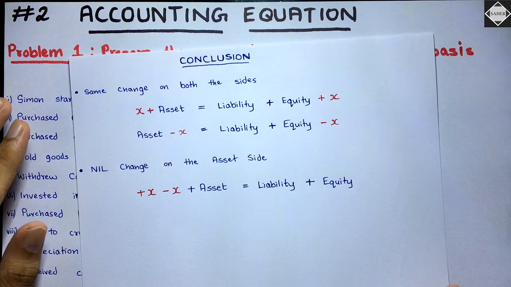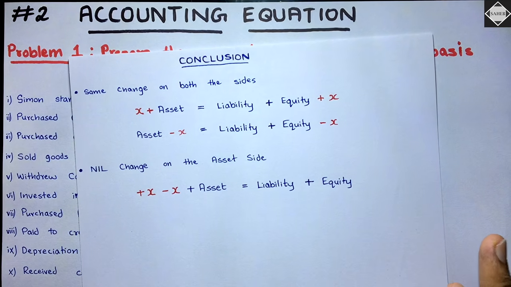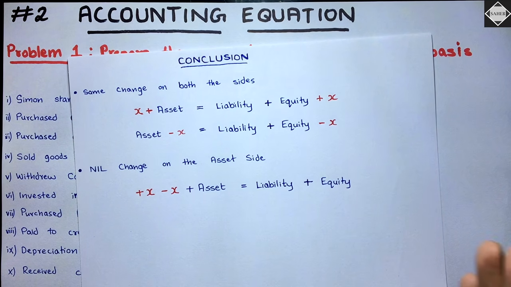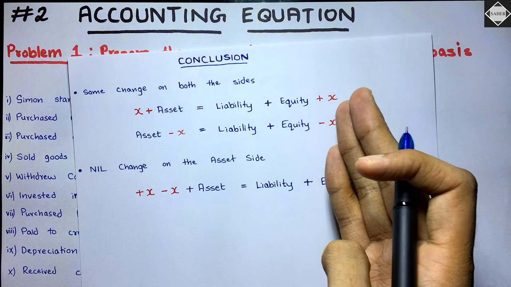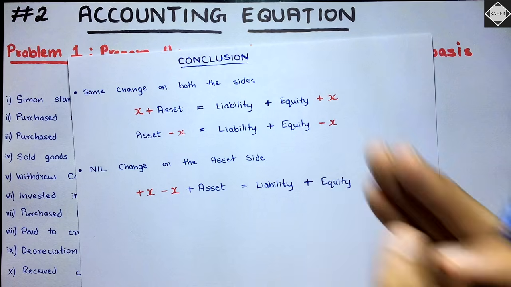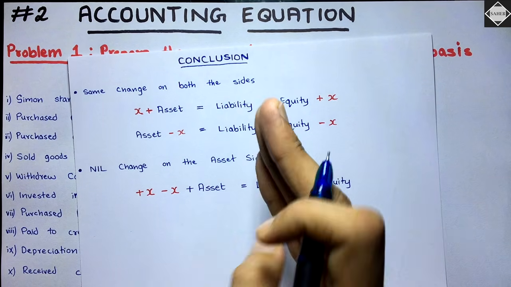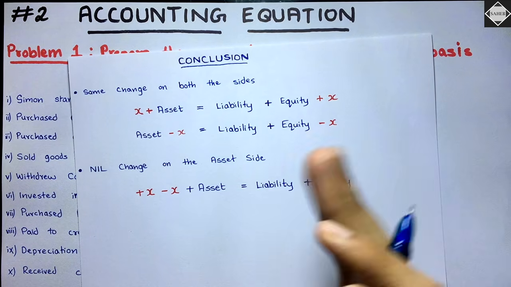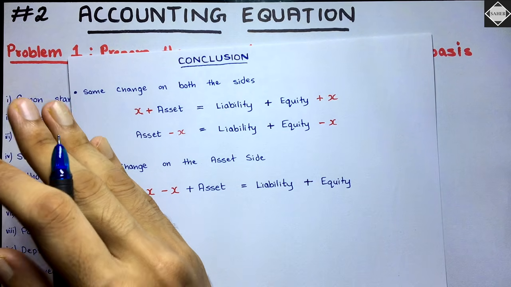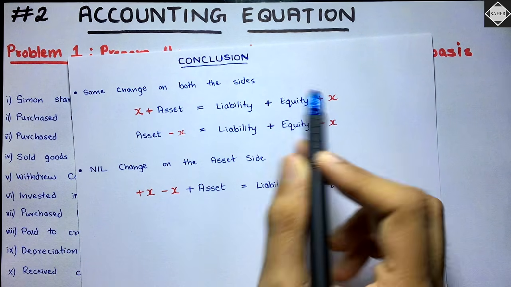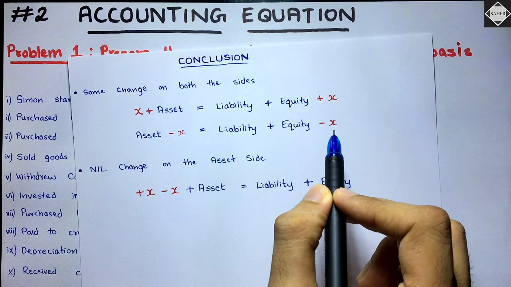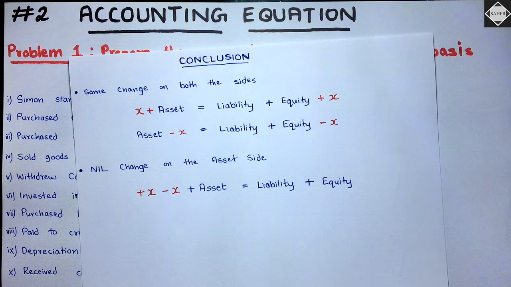And then we concluded the video with this, that whatever we add to one side, the same thing has to be added to the other side. Then only it will be LHS is equal to RHS. Asset is equal to liability plus equity, right? Whatever treatment you do on one side, the same treatment has to be done on the other side. Plus x, minus x, minus x. And there can also be a nil change.